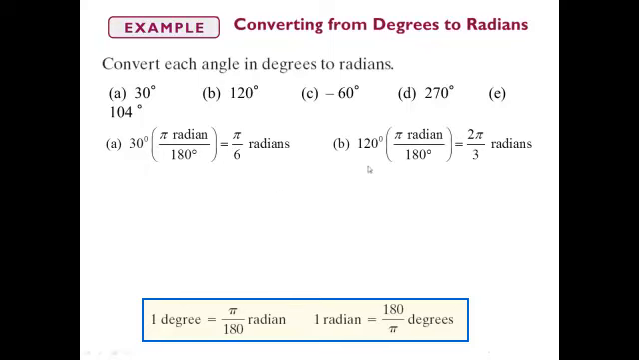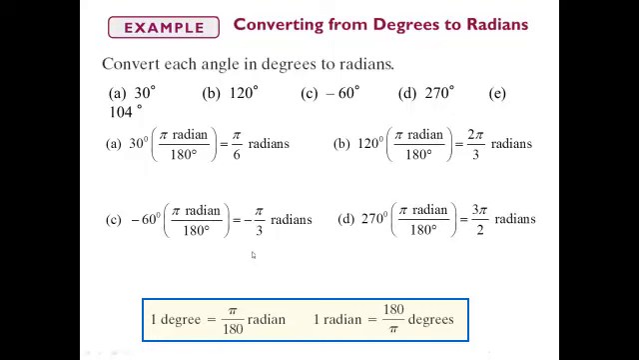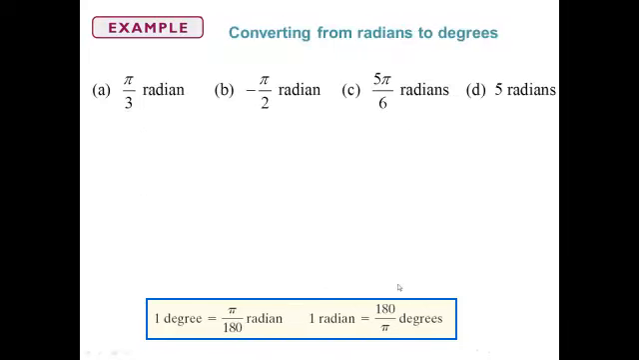In the same way, if you want to convert 120, you multiply that by pi over 180, and then you just simplify and express this in lowest terms. Here we have a negative angle. The only difference is that we have a negative in front, and here we follow the same procedure to convert another one from degrees to radians. When it's not exact, what you get is a decimal number.